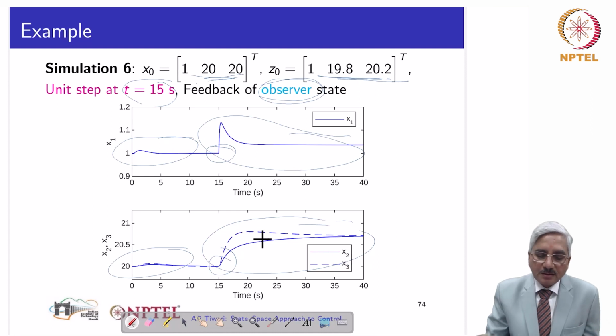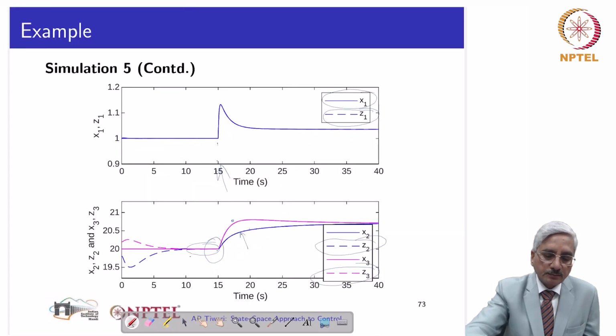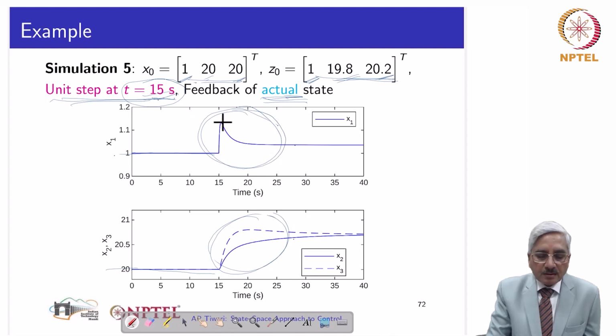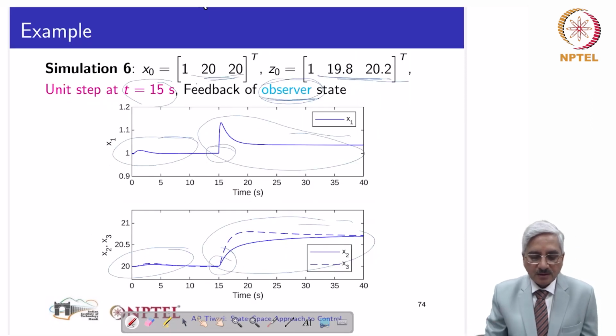Now what you notice, this is through the feedback of observer state. We had done the same simulation with the feedback of actual system state. Let us go back and see those graphs. Feedback of actual system state, concentrate on these. It undergoes a peak which is slightly above 1.1, and the time is slightly after t equal to 15. This is with the actual state feedback. We see what happened when we applied the observer state feedback.